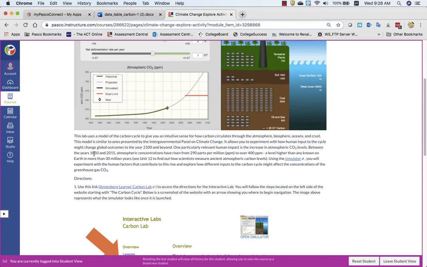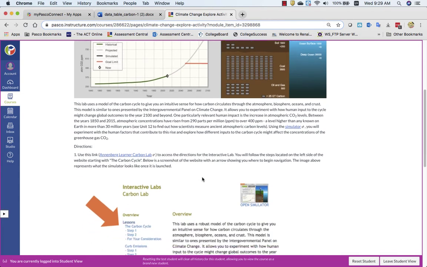Again, it shows you that between the years of 1850 and 2015, carbon dioxide has risen from 290 parts per million to over 400 parts per million. That hasn't been seen on the Earth in more than 30 million years. So we're going to use this simulator and adjust some of the impacts that humans can directly have, to see how it impacts the amount of carbon that's on the planet.